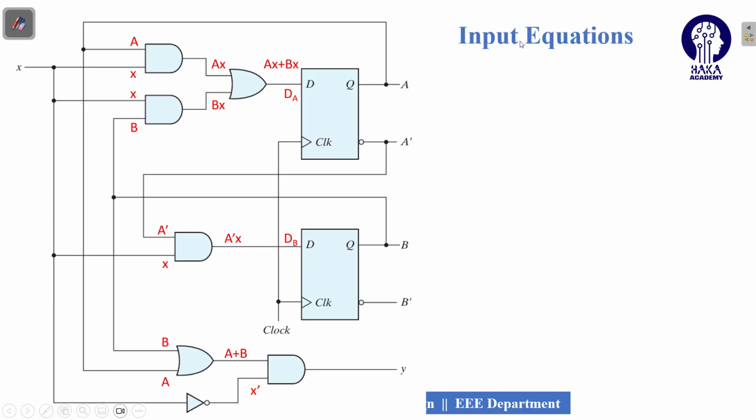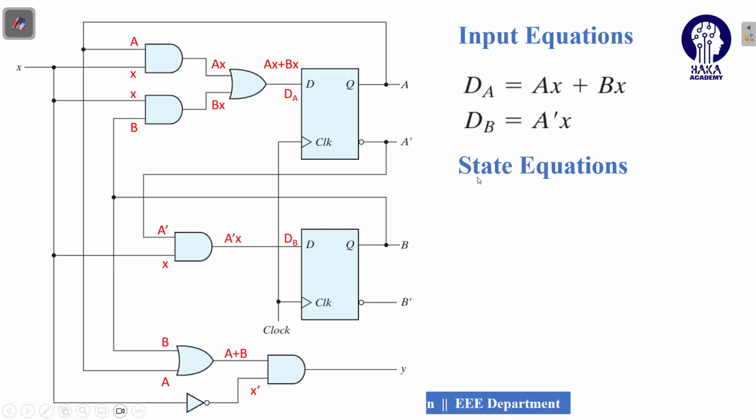Now we can find the input equation. Input equation means DA and DB. Okay, so DA is AX or BX and DB is A prime X. So I could find the input equations. What about the state equations? We said that state equation is the output of the flip-flops, meaning that we find A and B.